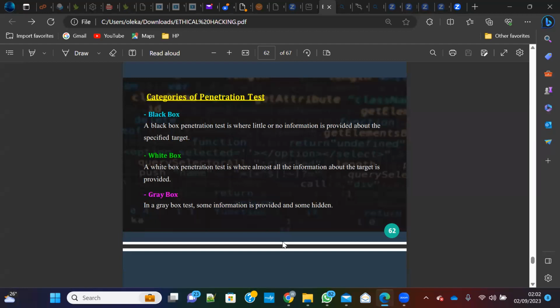And the only information they gave to you is their website. Okay. So conducting a black box test on that domain name, you can actually tell the kind of domain they use, the kind of server, or whether they are hosting on their own server, shared server, or virtual server. You can be able to tell whether the company is running on a virtual server or thereabout. So a black box penetration test is where little or no information is provided about the specific target. So you see, little information or no information is given to you.